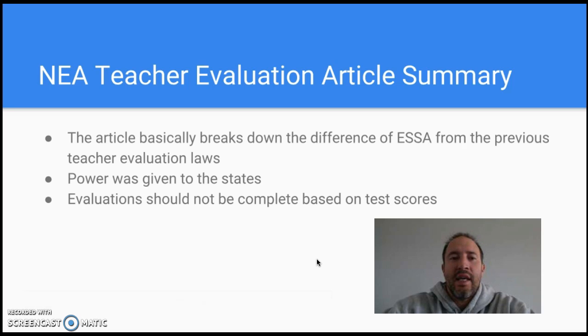The first one was an NEA article about teacher evaluation, and it is looking at the transition from Common Core to ESSA over the previous teacher evaluation tools. Basically, the power of how to evaluate teachers was taken out of the federal government's hands and given to each state. And the evaluations could no longer be based completely on test scores. Those were the three big takeaways from that article.